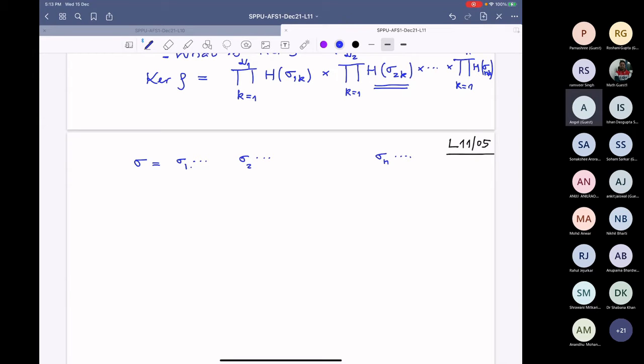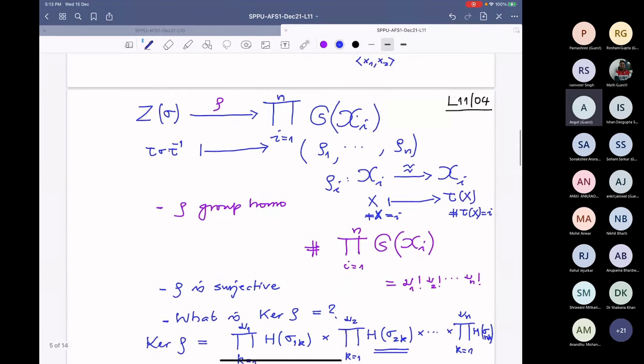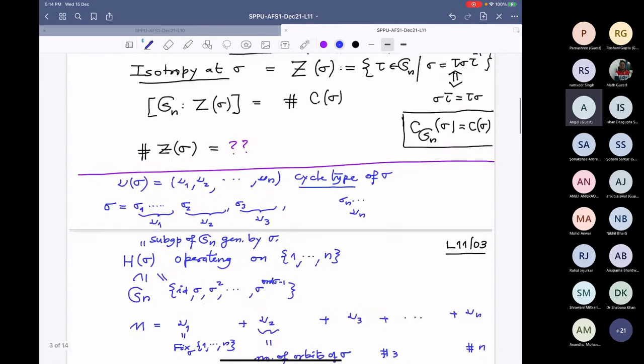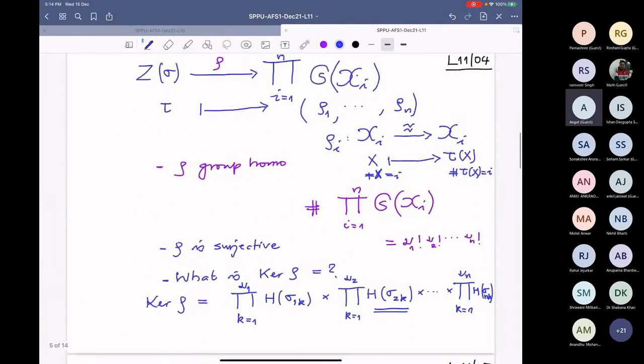Now, what does this correspond to? This corresponds to the orbits of sigma of cardinality 2. So they look like this, x1, x2. And what are they? This is the tau. This is not the correct way I have written. This is the tau. Tau is mapping to that. See, the elements of Z sigma are the taus which commute with sigma. So I am mapping tau to this element.